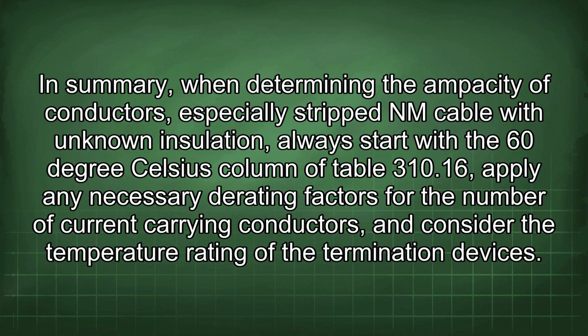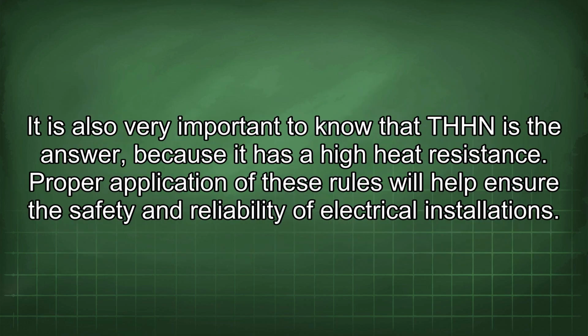In summary, when determining the ampacity of conductors, especially stripped NM cable with unknown insulation, always start with the 60 degrees Celsius column of Table 310.16. Apply any necessary derating factors for the number of current carrying conductors, and consider the temperature rating of the termination devices. It is also very important to know that THHN is the answer, because it has a high heat resistance. Proper application of these rules will help ensure the safety and reliability of electrical installations.